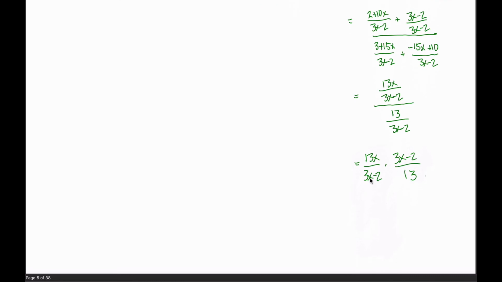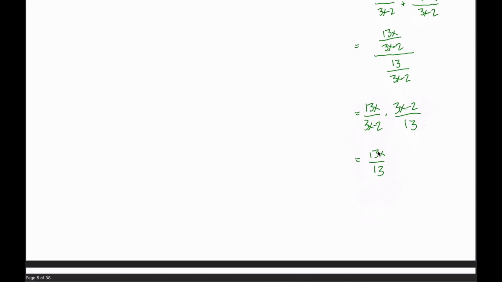And the nice thing about this is now the 3x minus 2's can cancel each other out. So I'm left with just 13x over 13. It's worth pointing out the reason those cancel is because really what this is saying is to take 13x and multiply it by this entire thing. So I can cancel over multiplication. This whole term and this whole term go away. And now the 13's go away, and I'm left with just x, which is what I was expecting to get because I composed together a function and its inverse.